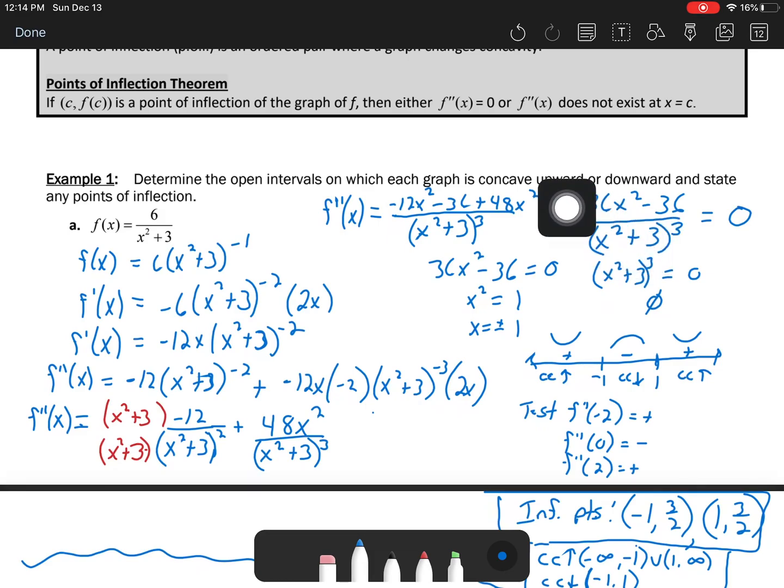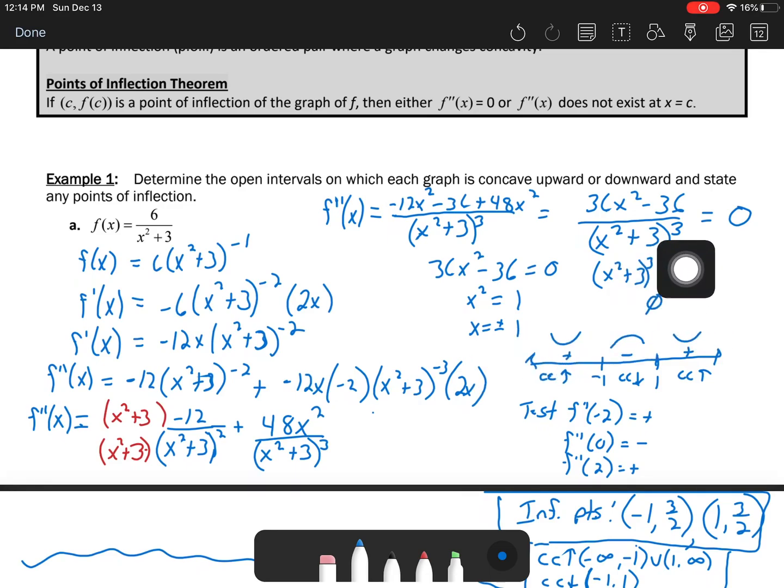And now I want to find the zeros of the numerator, because that's where f double prime is equal to 0. And then I also want to find zeros of the denominator, which would be possibly where it does not exist if there are real solutions to that. Okay, so setting 36x squared minus 36 equal to 0, I'm doing that here. Hopefully you can see that's just going to simplify down to x squared equals 1. So I get plus and minus 1 as possible x coordinates of inflection points.